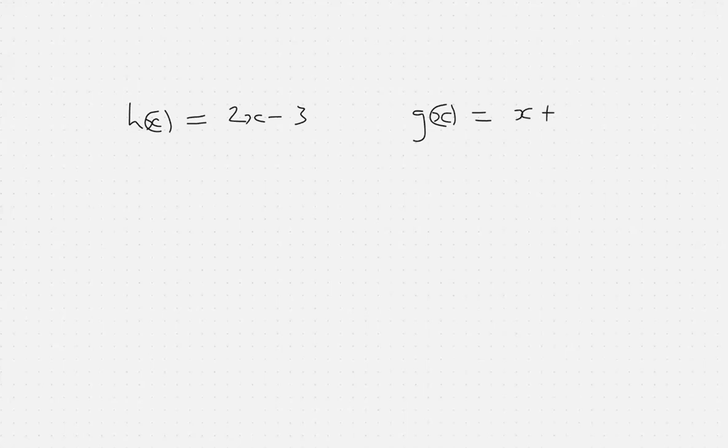Now, look at this. Let's say that you were asked to work out h of g of 11. This is what we call combined functions. So we're doing direct mixed with composite mixed with inverse. So h of g of 11, that's one.